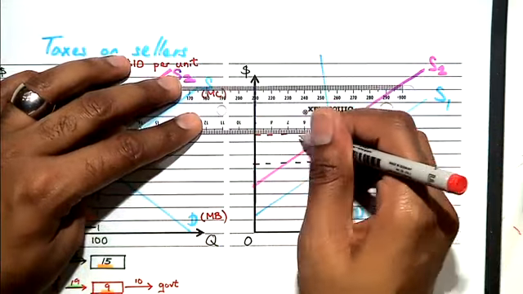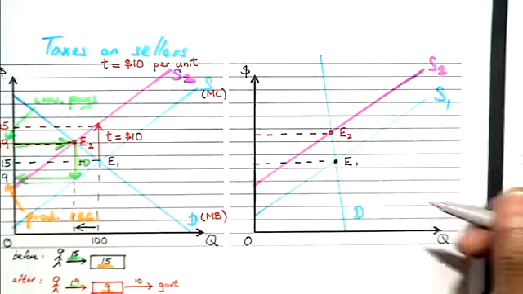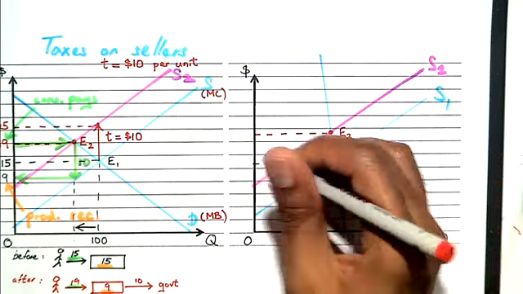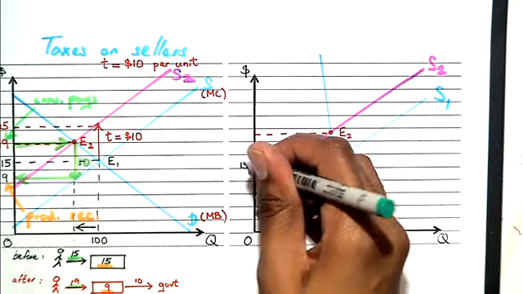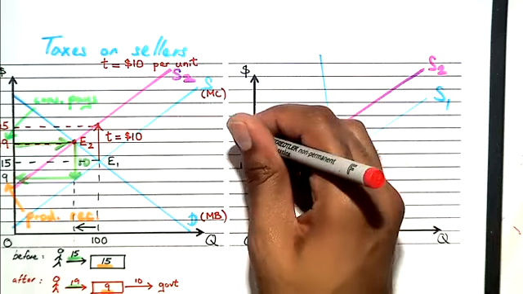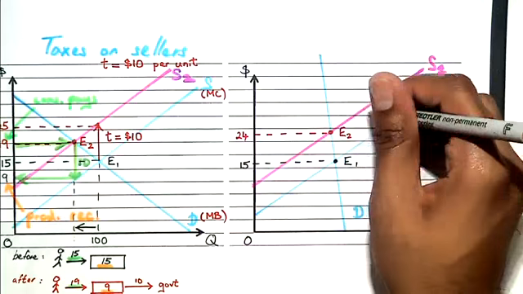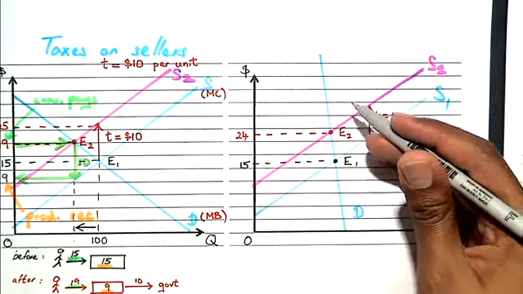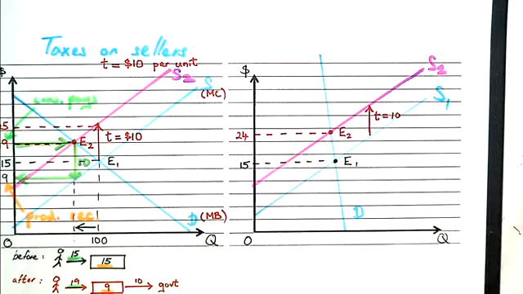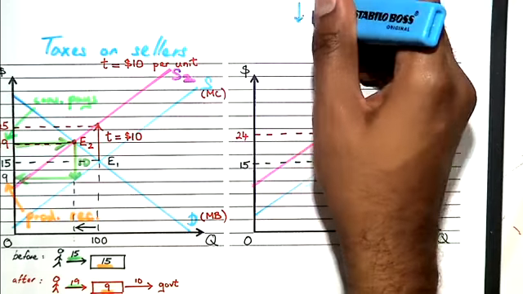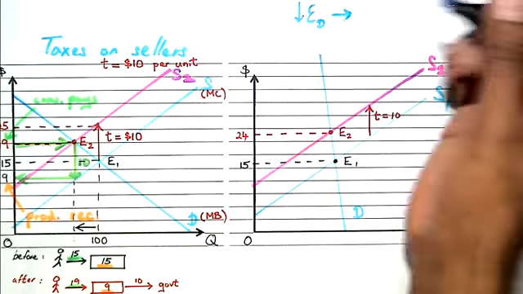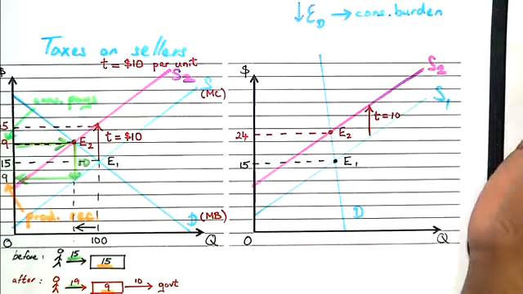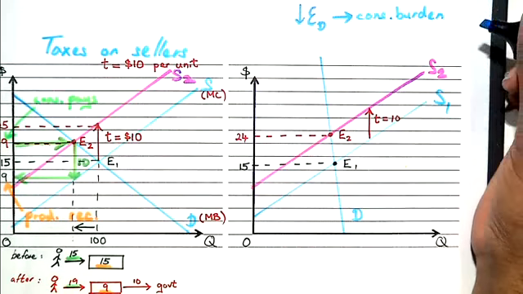Is there a huge or small change in price? It's quite a big change in price, right? The demand curve is quite steep, so the price is quite close to 25. We could say 24, for example. If the tax is 10, the increase in price is quite large. So you can say when the elasticity of demand goes down, the consumer burden goes up.